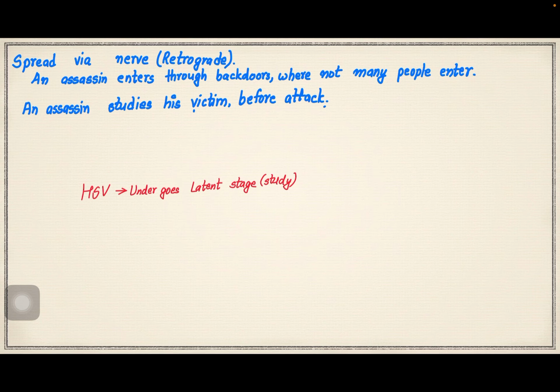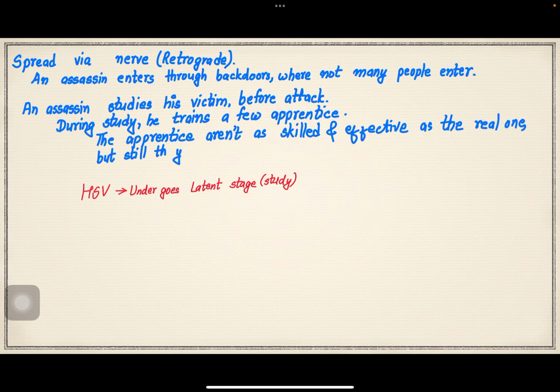Now, where do they go to the latent stage? In the sacral root ganglia for HSV2 and in the trigeminal root ganglion for HSV1. Next off, what does the assassin do while he is in hiding and studying his victim? Well, he trains other newbie assassins. These newbie assassins are being trained. They are not that effective at killing their people, but they can become very much skilled if they are trained. So he sends them back.